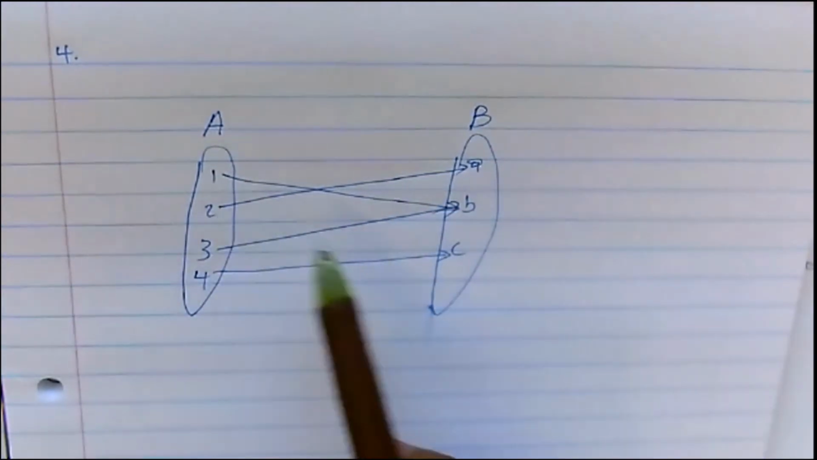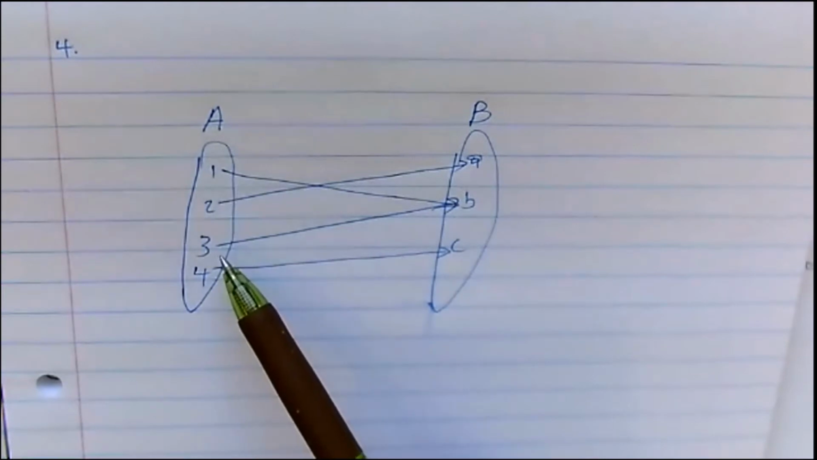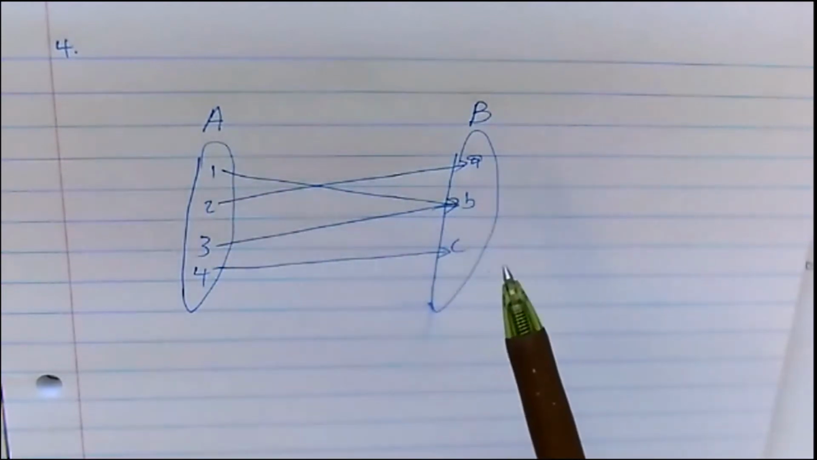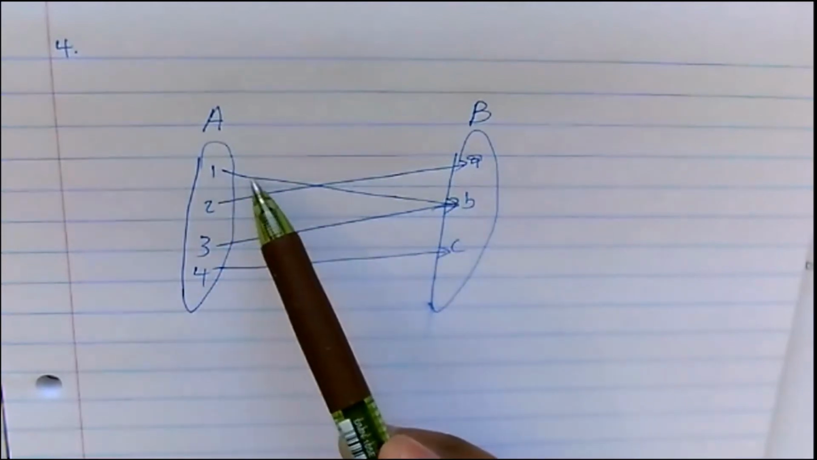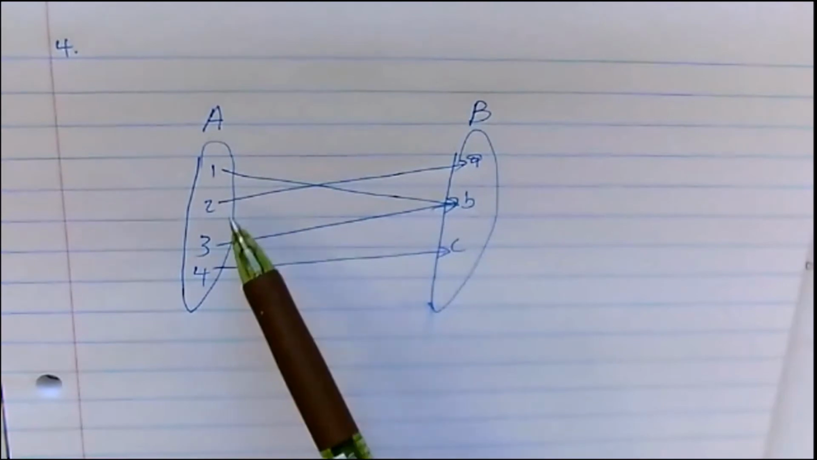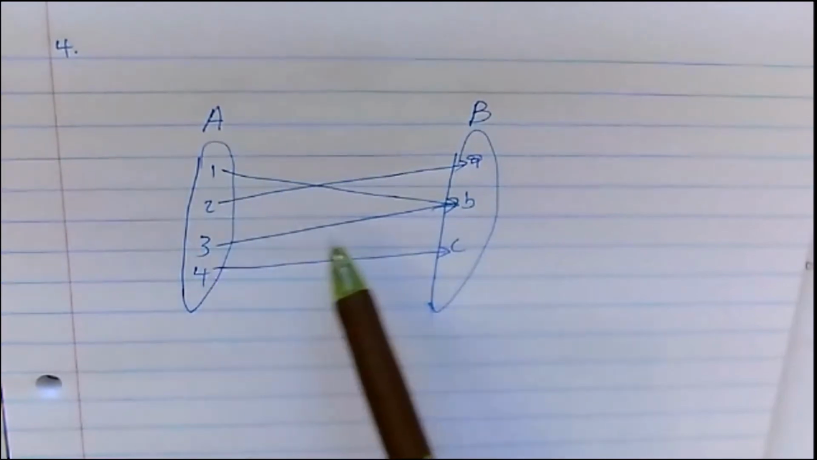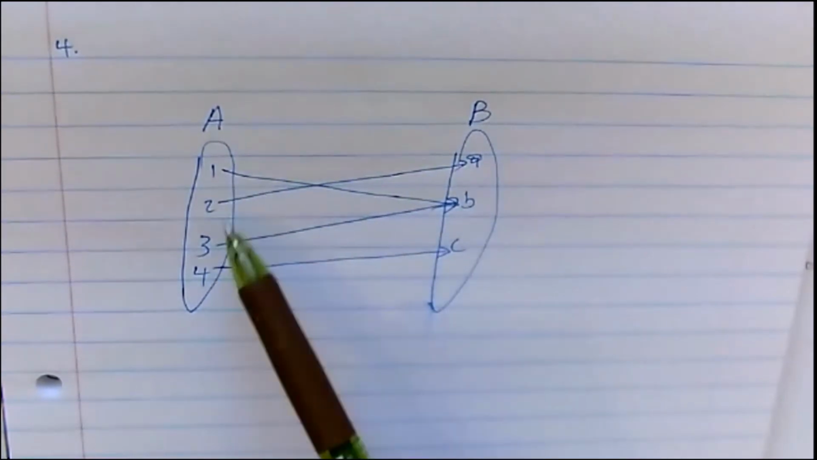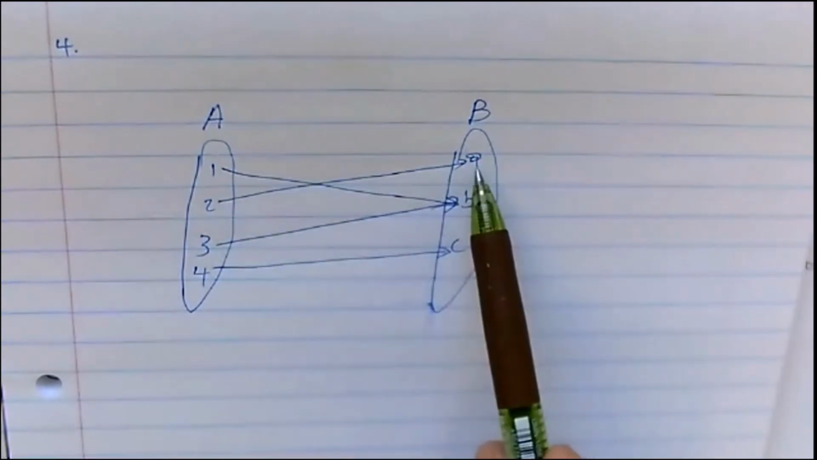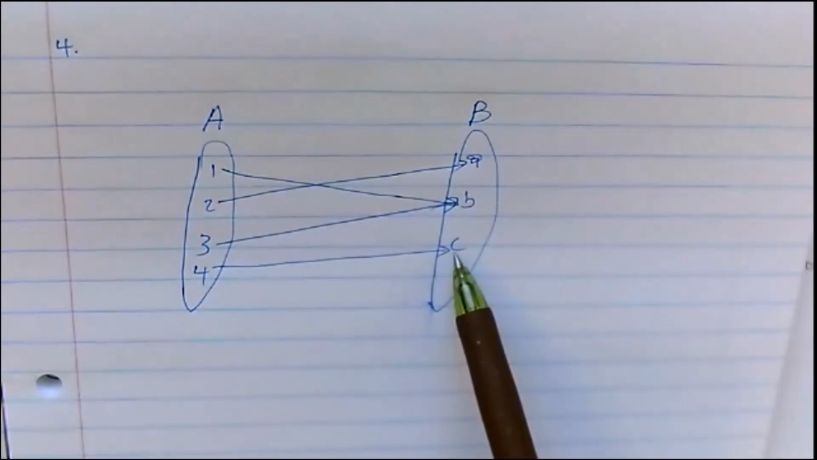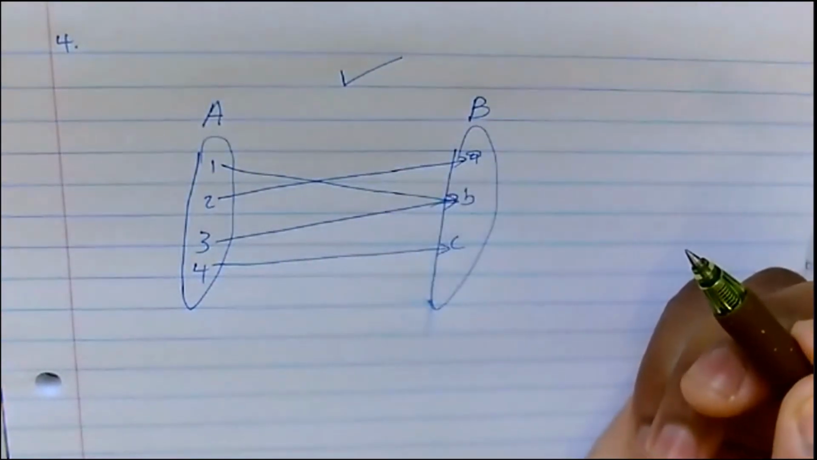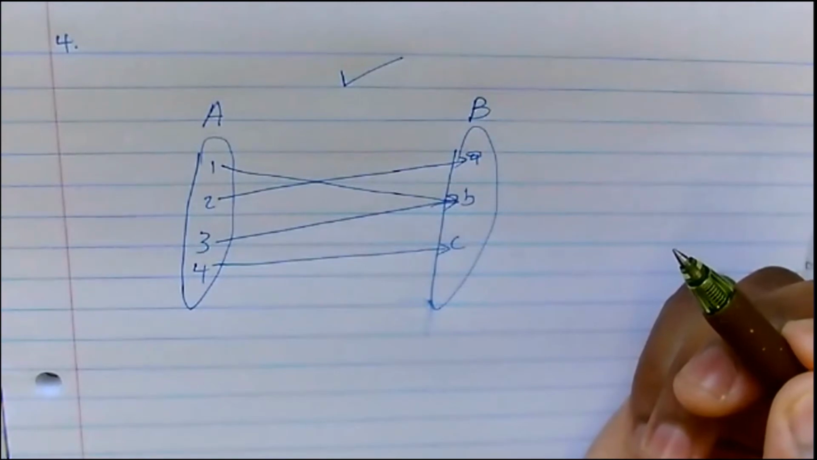Now, let's check the uniqueness. Is everything in A assigned uniquely to elements in B? You can see what is tempting: 1 is assigned to B and 3 is assigned to B. But these 2 elements are assigned uniquely. No element in A is assigned to 2 things in B. You can see 2 is assigned to A and 4 is assigned to C. So this is an example of a function. It qualifies to be a function.